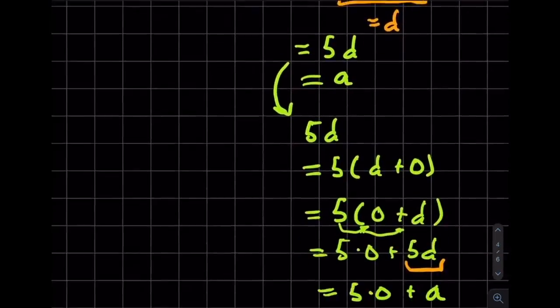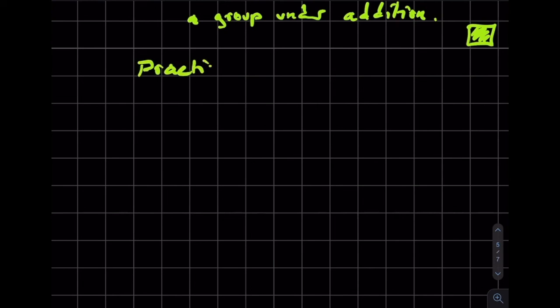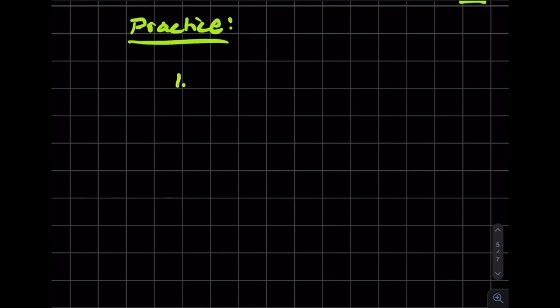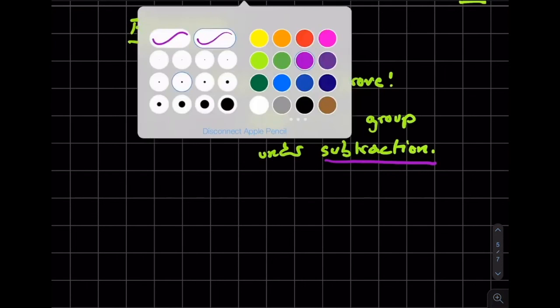Okay, and then for some additional practice problems, what I would recommend, so for practice here, let's say 1. Let's say prove or disprove. Let's take the same example. 5Z is a group under subtraction. Whereas before we just showed that it's a group under addition, now let's look at subtraction. Okay, so that would be a good one to look at.